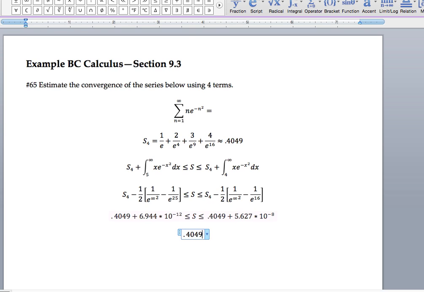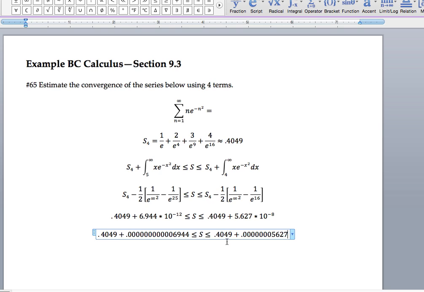In fact, let's just really show it in one last step before we sign off in this example. So 0.4049 plus point. If that's 10 to the 11th power, then we got 1, 2, 3. 12th power is 11 zeros. 4, 5, 6, 7, 8, 9, 10, 11, 6, 9, 4, 4. So S is between that and 0.4049 plus point. 8th power is 7 zeros. 1, 2, 3, 4, 5, 6, 7, 5, 6, 2, 7, 2, 7.